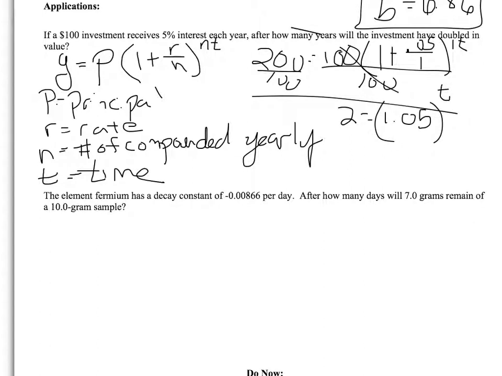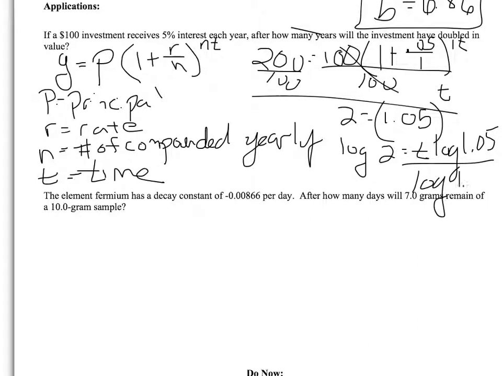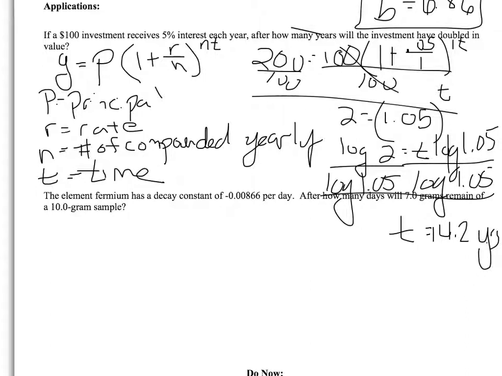Notice it is the t that we are solving for, so we'll take the logarithm of both sides. It'll become log 2 equals t log 1.05. And to solve for t, we divide by log 1.05. And when you type that in your calculator, you get 14.2 years.